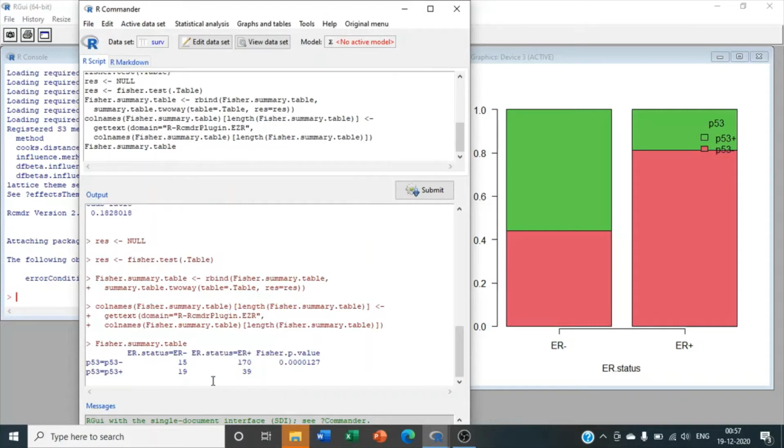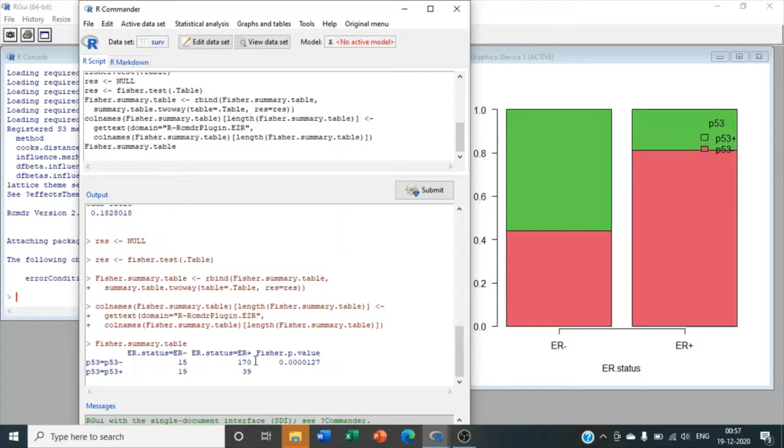So at the end, we get the result. For the Fisher summary table, this is the cross tabulation. The cross tabulation is a nice way to describe the relationship between two categorical variables. We see that there are actually a lesser number of ER negative patients, a total of around 34, of which 19, more than 50%, are p53 mutant.